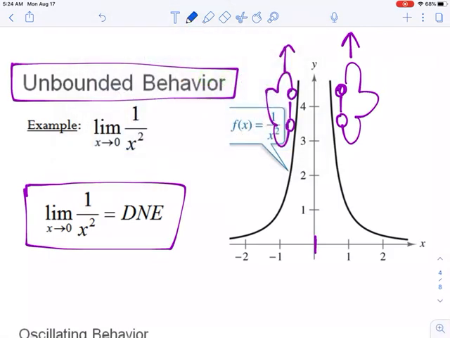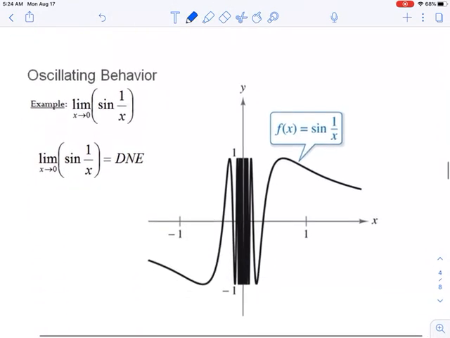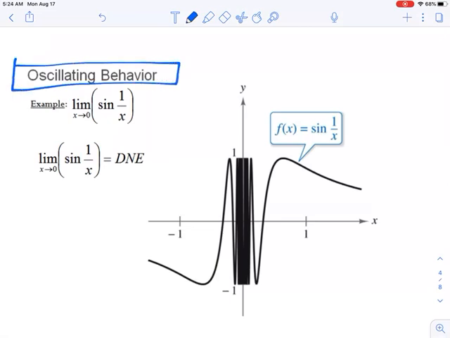Okay. And then the third and final way a limit fails to exist, and this is the one that we see least often, is what we call oscillating behavior. So we know that a normal sine function bounces between -1 and 1, and it does so evenly. Look at this crazy graph right here. This is the graph of sine of 1 over x, and what we have is the limit as x approaches 0 of sine of 1 over x.